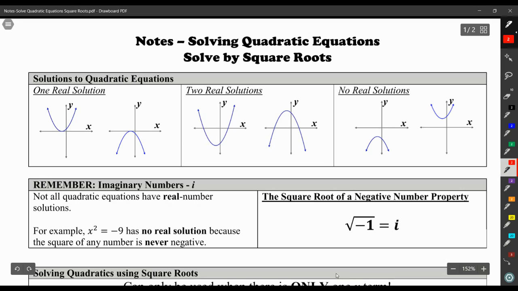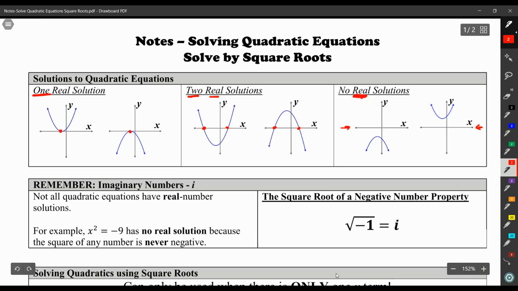So let's talk about the kinds of solutions you can have with quadratic equations. We can have one real solution, which means you cross the x-axis one time. You can have two real solutions, which means you cross the x-axis two times. Or we can have no real solutions, which means you don't cross the x-axis at all.